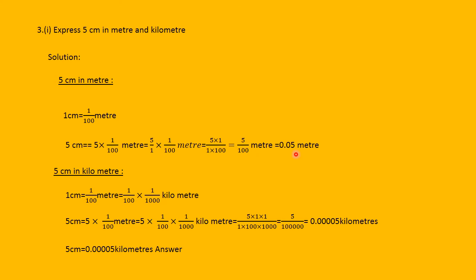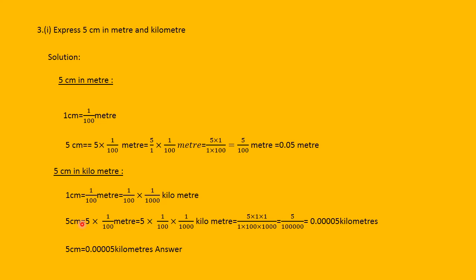0.05 meter. Now let us convert 5 centimeter in kilometer. How do you find out 5 centimeter in kilometer? We have learned that 1 centimeter is equal to 1 upon 100 meter. And what happens to meter? 1 kilometer is equal to 1000 meters, so 1 meter is equal to 1 upon 1000 kilometer.